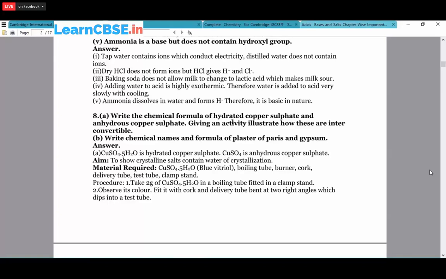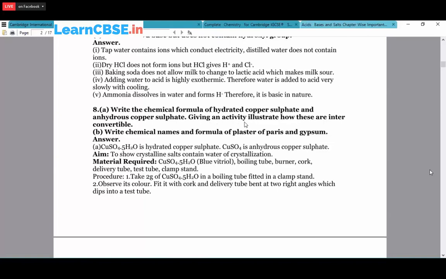Write the chemical formula of hydrated copper sulfate and anhydrous copper sulfate, giving an activity, illustrate how these are interconvertible. So the copper sulfate CuSO4.5H2O. Hydrated means it's associated with molecules of water, that we call hydrated. So the copper sulfate usually associates with 5 molecules of water. So CuSO4.5H2O. And CuSO4 without water molecules, we call it anhydrous copper sulfate.